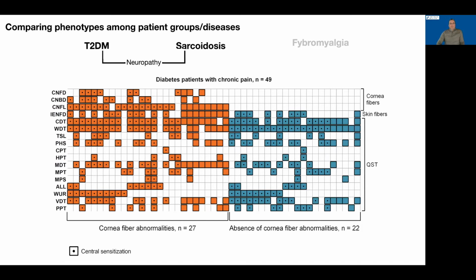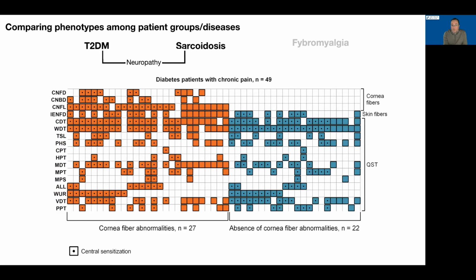Well, let's continue. We also looked at type 2 diabetes and sarcoidosis. And again here, what is so surprising is that this is a somewhat larger population of diabetes patients, but the subgroups are identical. Again, we have a group with dots that has central sensitization, a group without dots that does not have it, but they have corneal fiber abnormalities. And we also have a group of around 50% without corneal fiber abnormalities.